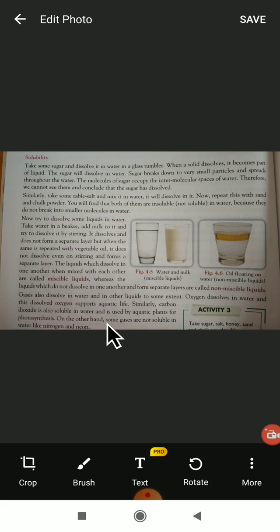On the other hand, some gases are not soluble in water, like nitrogen and neon. These are the other gases, and they will not dissolve in water. Okay, this is about solubility.